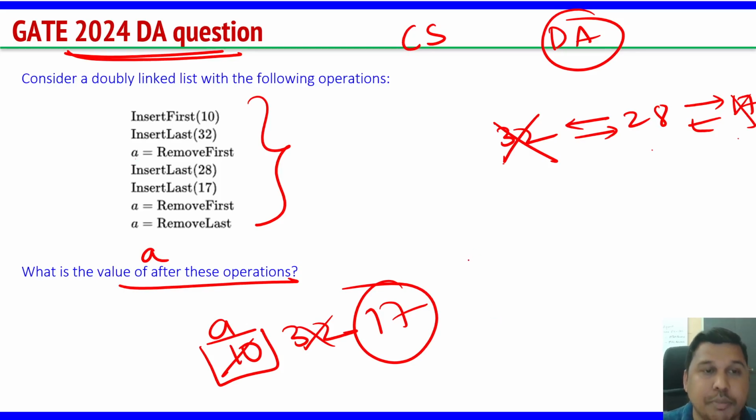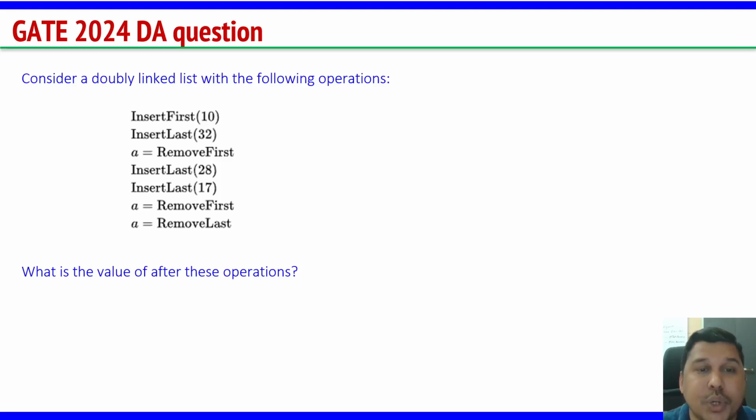Very, very simple and easy question. This is a very new GATE paper. So I hope it is clear why the answer is 17.